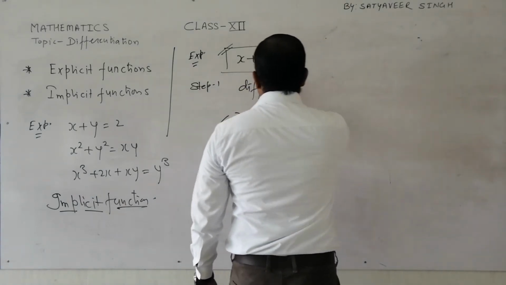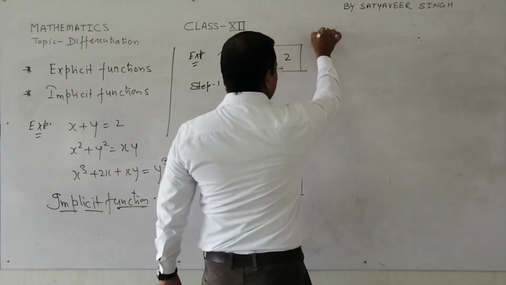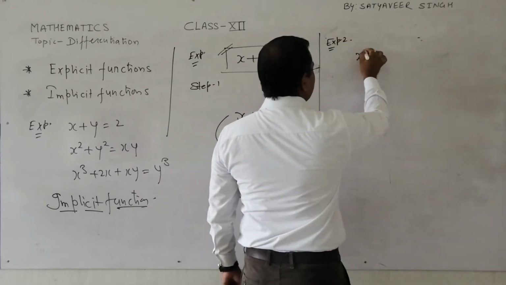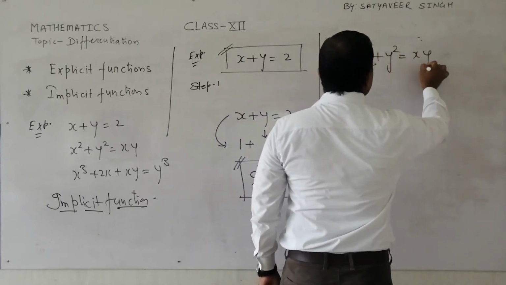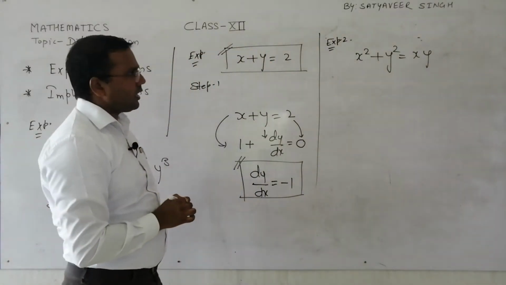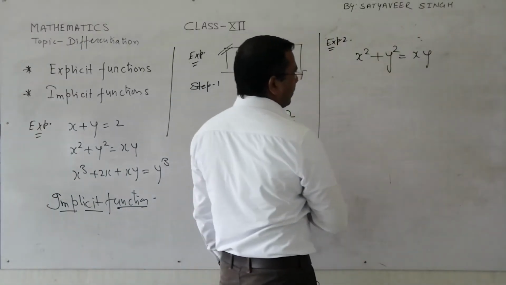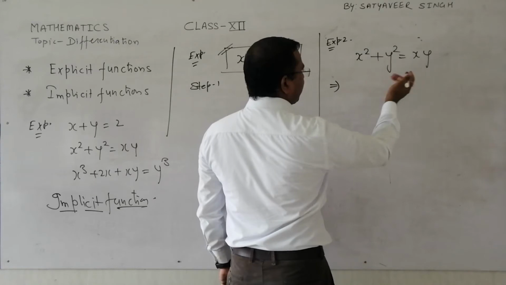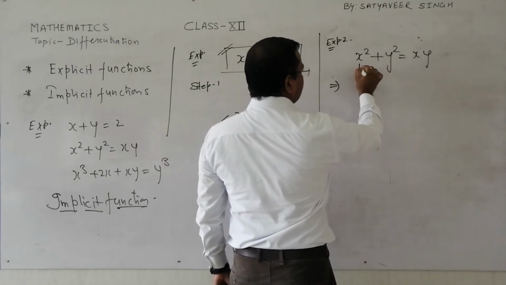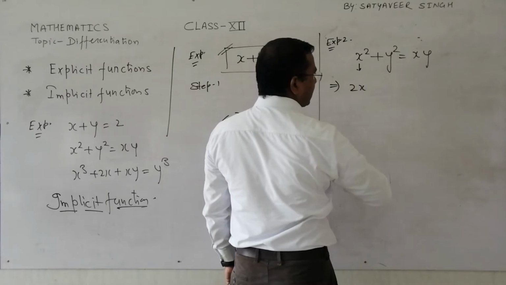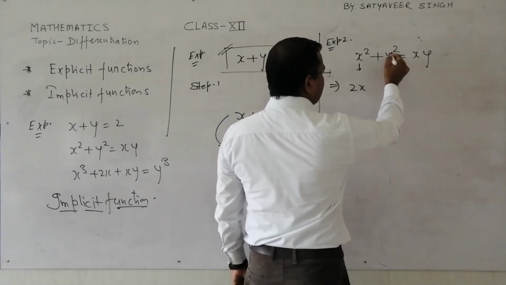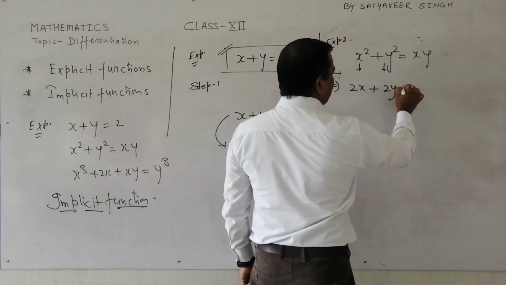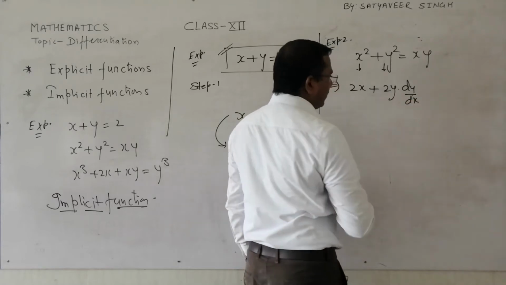So I am now taking some more questions. Let us see one more example: suppose I have taken x square plus y square is equal to xy. This is also an implicit function, and we want to find the differentiation. So we will simply differentiate both sides with respect to x. x square differentiated with respect to x is 2x. Y square differentiated with respect to x is 2y into dy upon dx.